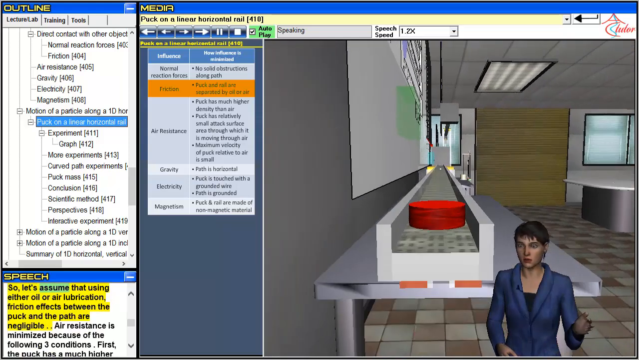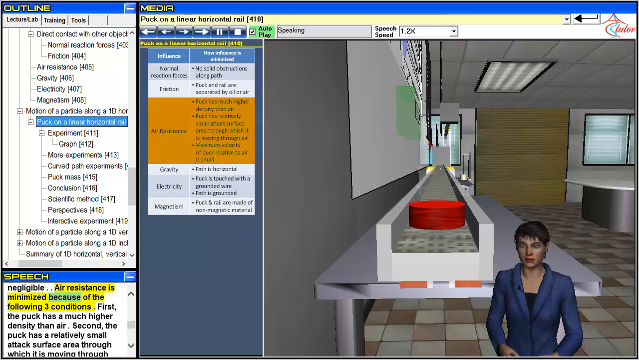So, let's assume that using either oil or air lubrication, friction effects between the puck and the path are negligible. Air resistance is minimized because of the following three conditions. First, the puck has a much higher density than air. Second, the puck has a relatively small attack surface area through which it is moving through air. And lastly, the maximum velocity of the puck relative to air is small.